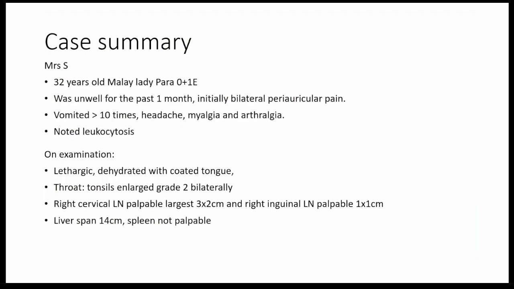This is a case of Mrs. S. She is a 32-year-old Malay lady, para 0+1 ectopic, who had been unwell for the past 1 month and presented with periauricular pain. She complained of vomiting more than 10 times with headache, myalgia, arthralgia, and was noted to have leukocytosis. On examination, the patient was lethargic, dehydrated with coated tongue, and there was enlarged tonsil with multiple cervical lymph nodes, a liver span of 14 cm, and the spleen was not palpable.